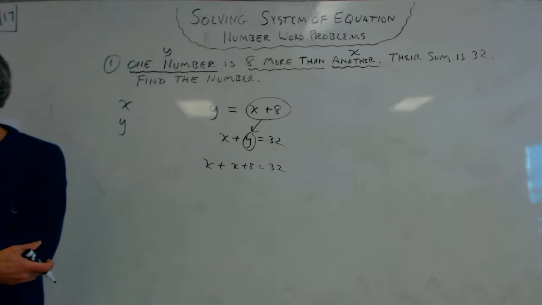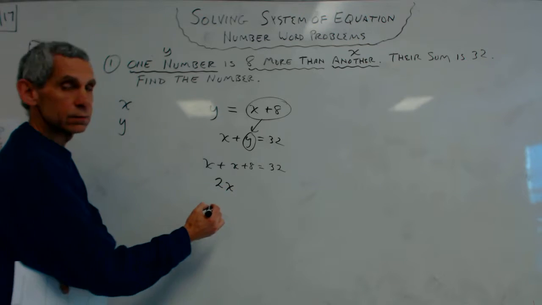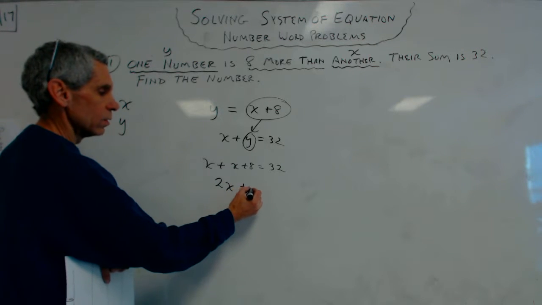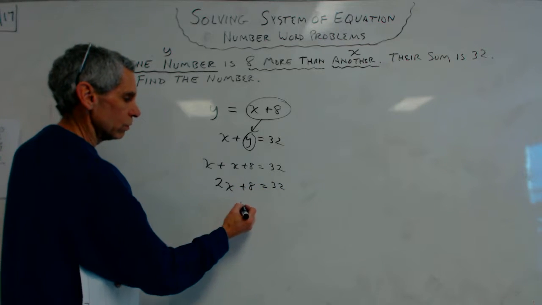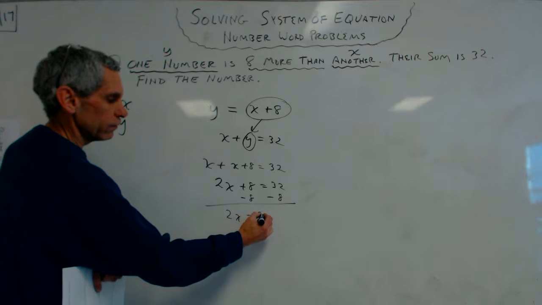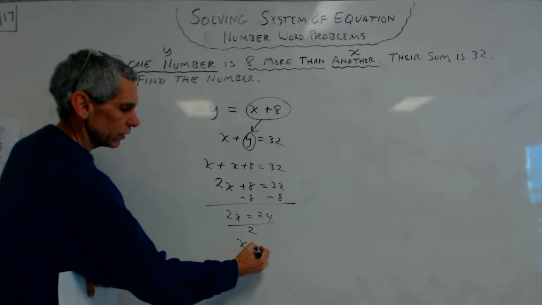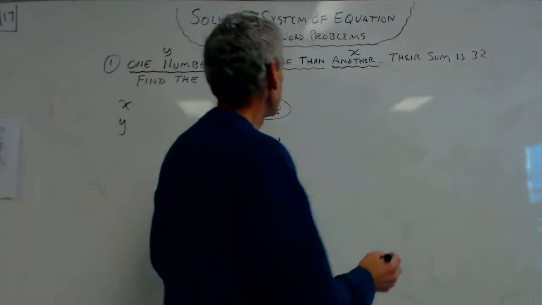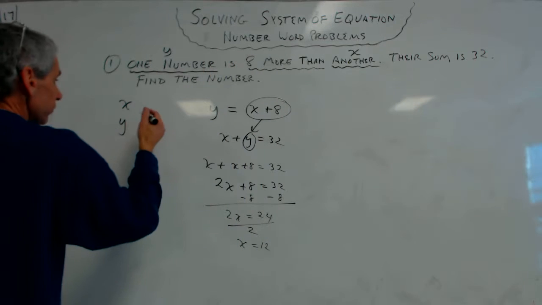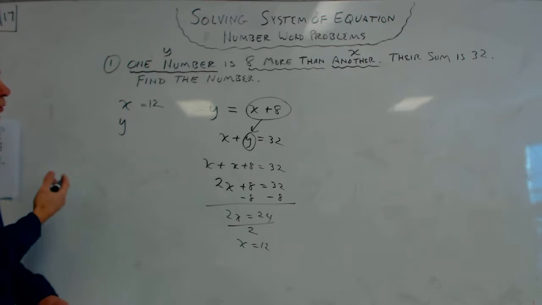So I get x plus x plus 8 equals 32. Makes sense, right? It's pretty straightforward now. So I have two x's, and I can combine those x's because they're on the same side of the equal sign. 2x plus 8 is equal to 32. Subtract 8, 2x is equal to 24. Divide by 2, x is equal to 12, right? So I have to find the numbers. I know x is 12, but what do I do for y?